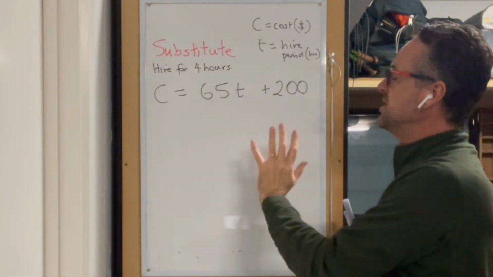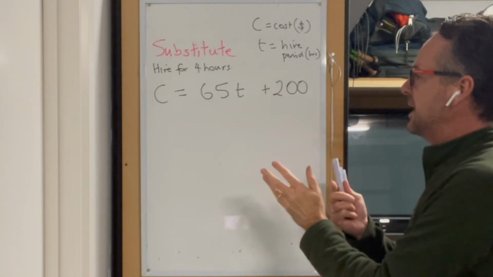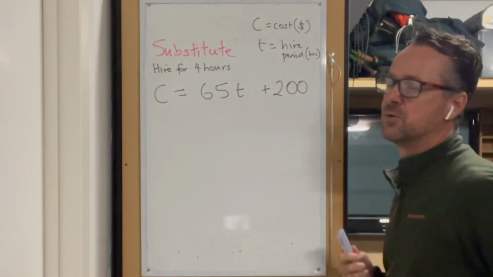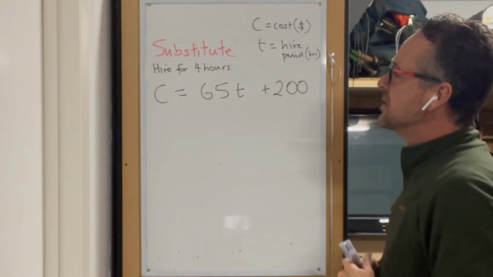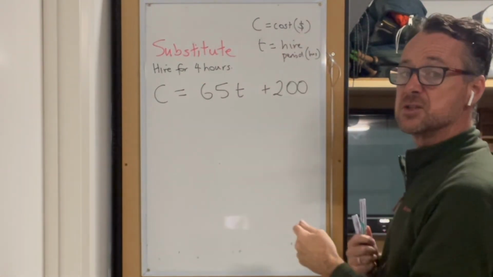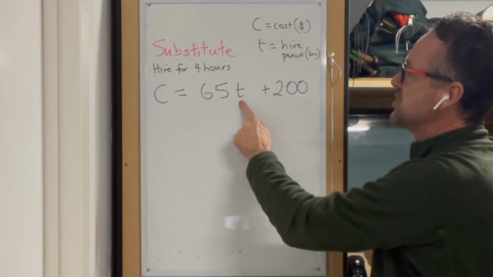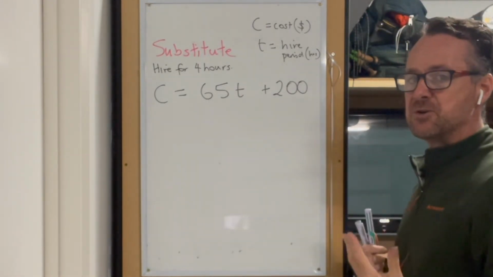Okay, so in this question here, we read that they're hiring a community hall and they use this formula in order to work out the pricing. So what we know here is that C is the total cost, and it's going to be an answer in dollars. So we've got to remember that when we get to the end of this, that we've got to use a dollar sign. And that T is the hire period, how many hours you're hiring it for.